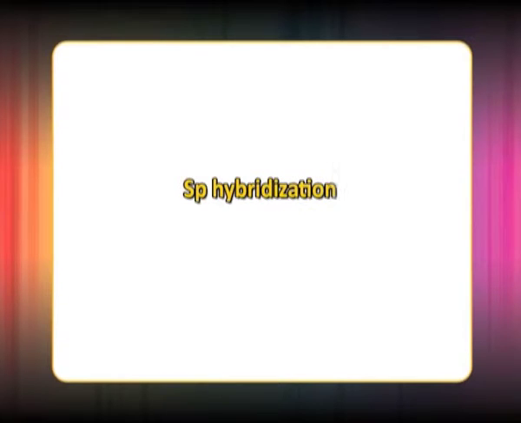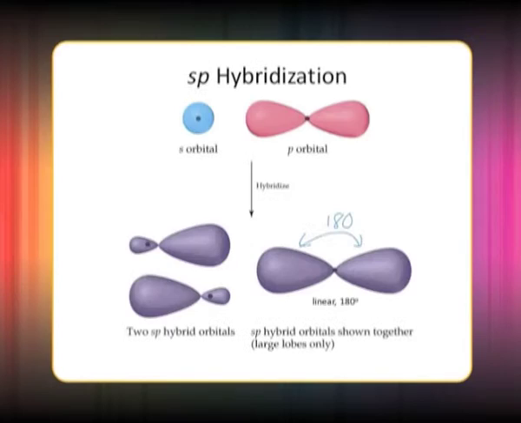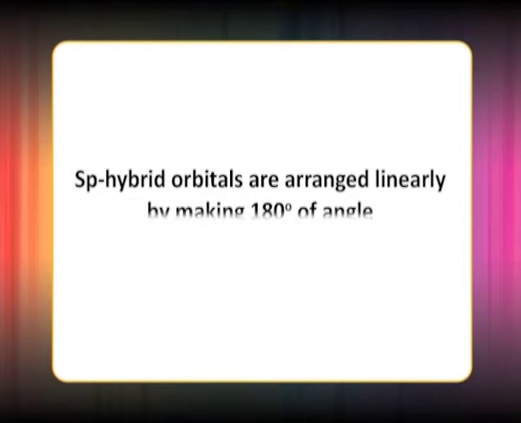First of all, let us discuss sp hybridization. Intermixing of one s and one p orbital of almost equal energy to give two identical and degenerate hybrid orbitals is called sp hybridization. These sp hybrid orbitals are arranged linearly, making an angle of 180°. They possess 50% s and 50% p character.